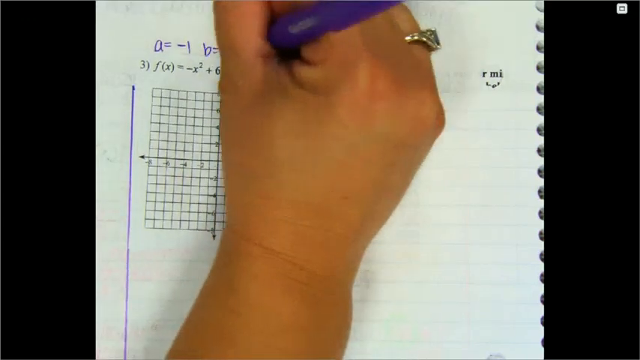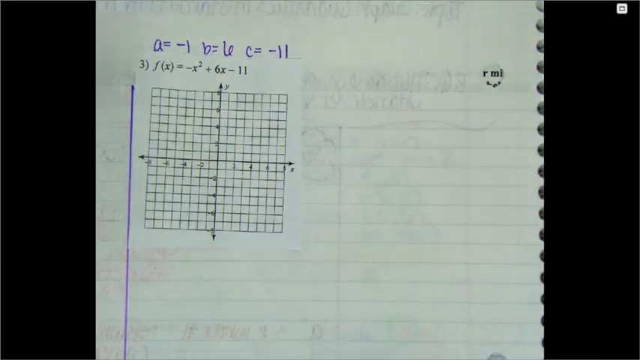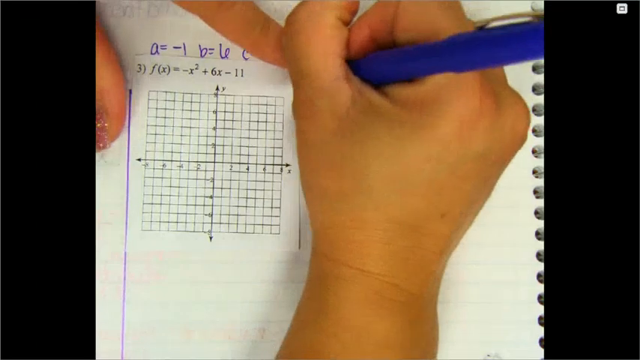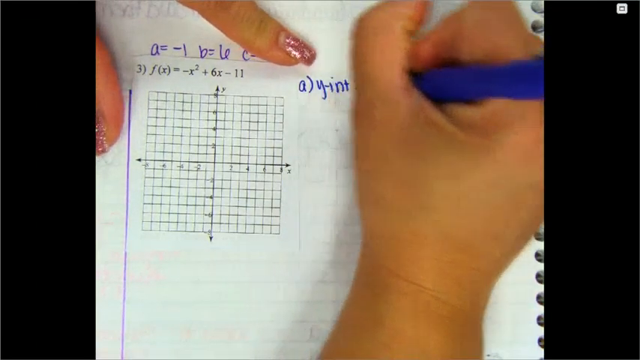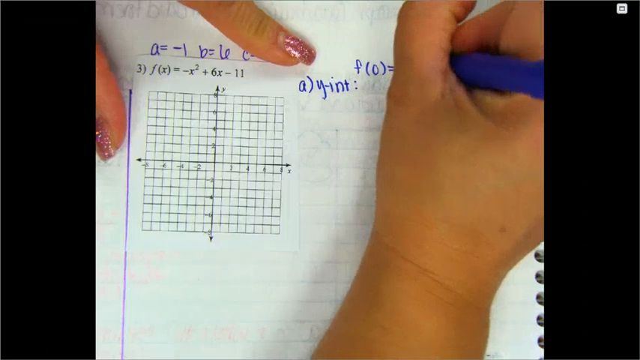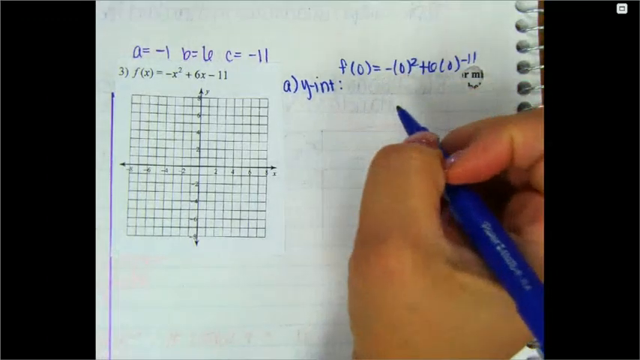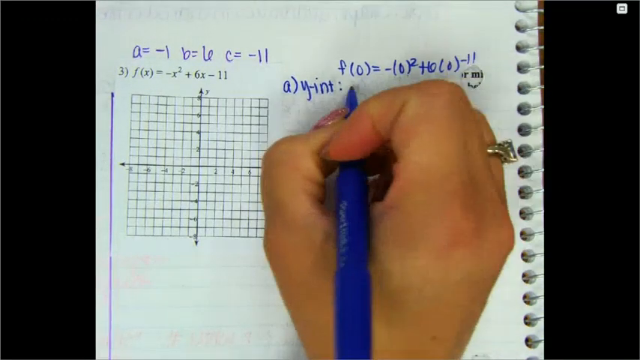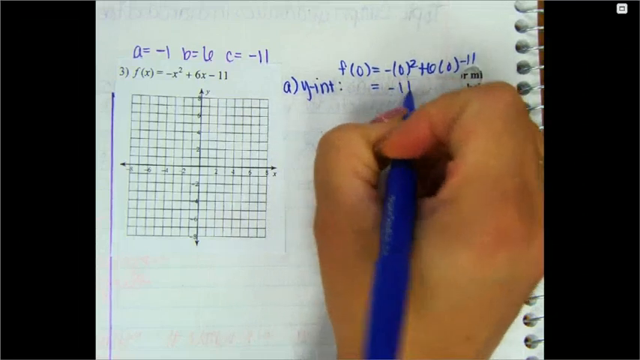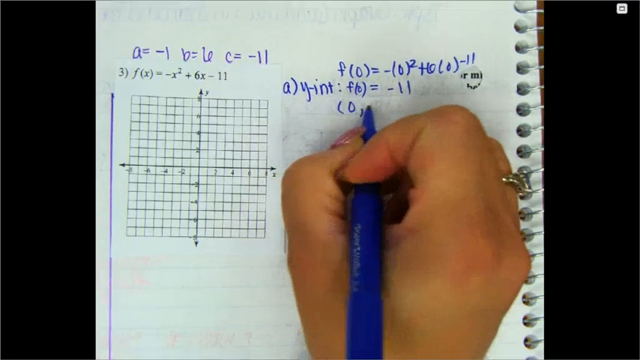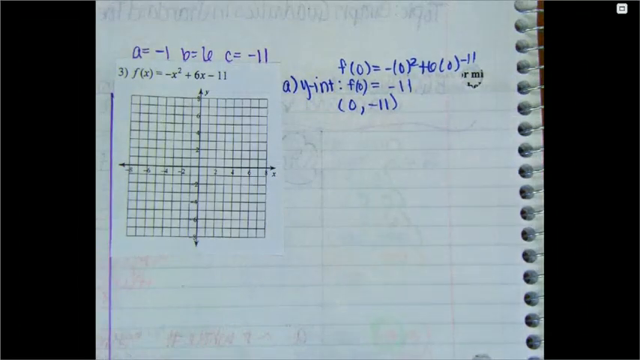All right, A is what, guys? -1. B is what? 6. C is what? -11. You should already have the y-intercept because that's the easy one, right? Y-intercept means that all you're doing is plugging in 0 for x. So f of 0 equals negative 0 squared plus 6 times 0 minus 11, which is negative 11. So my ordered pair is (0, -11). Not going to fit on my graph, but that's okay. We'll talk about it in a little bit.